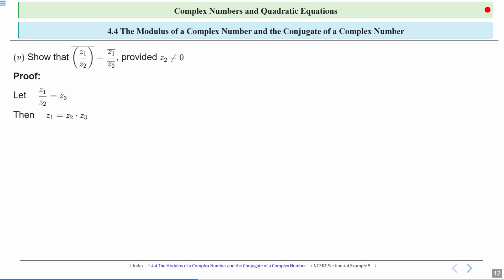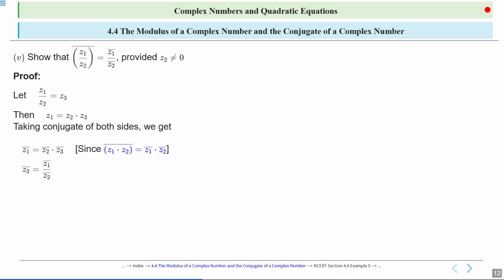Then z1 equals z2 times z3. Now taking the conjugate of both sides, we get conjugate of z1 equals conjugate of z2 times conjugate of z3, since the conjugate of z1 times z2 equals conjugate of z1 times conjugate of z2. Now let's solve for conjugate of z3. So we divide both sides by conjugate of z2. So we get conjugate of z3 equals conjugate of z1 divided by conjugate of z2.